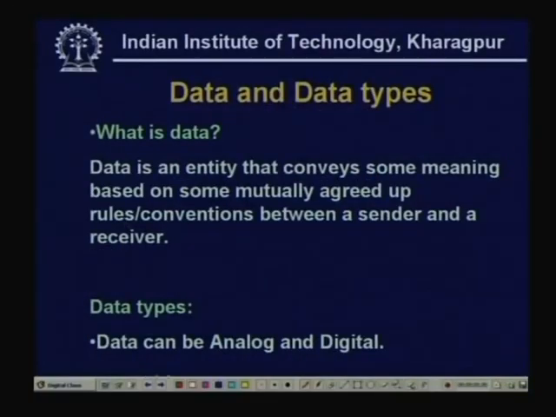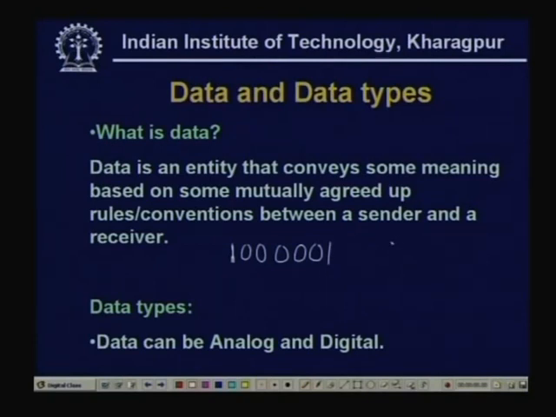Let us take up an example. Say the sender has sent some data, say 1 0 0 0 0 0 1. Now, as such, this bit sequence has no meaning, and the receiver cannot really understand what it is and what for it has been sent.